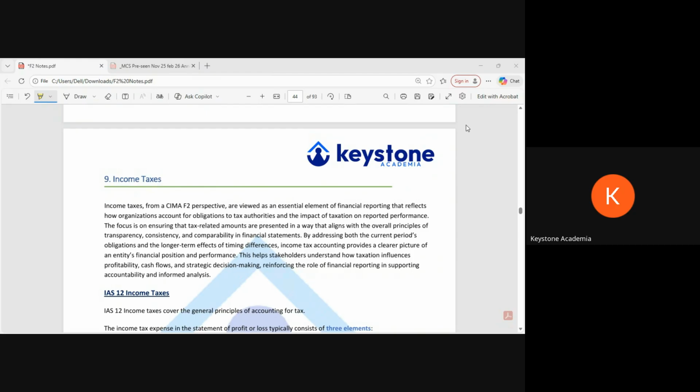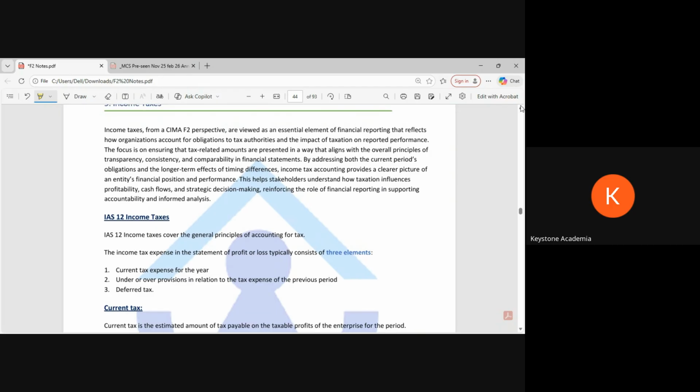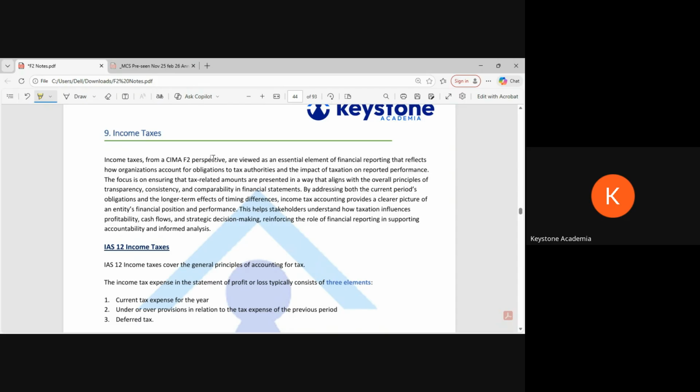All right. So the next one is income tax. I don't know if they will ask any question from here, but we can quickly go through it. Income tax from the CIMA F2 perspective is viewed as an essential element of financial reporting that reflects how organizations account for obligations to tax authorities and the impact of taxation on reported performance.